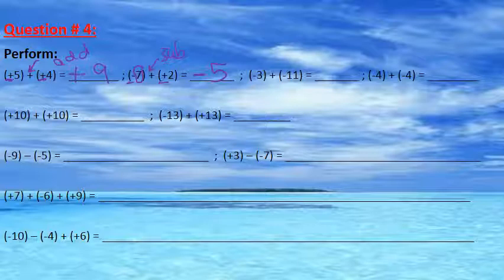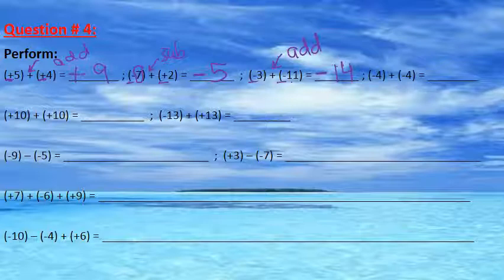Minus 3 plus minus 11. We have plus, addition of relative numbers. The sign of the first is minus, the sign of the second is minus, so the result is minus, and here when we have the same sign we add. 11 plus 3 is equal to 14.